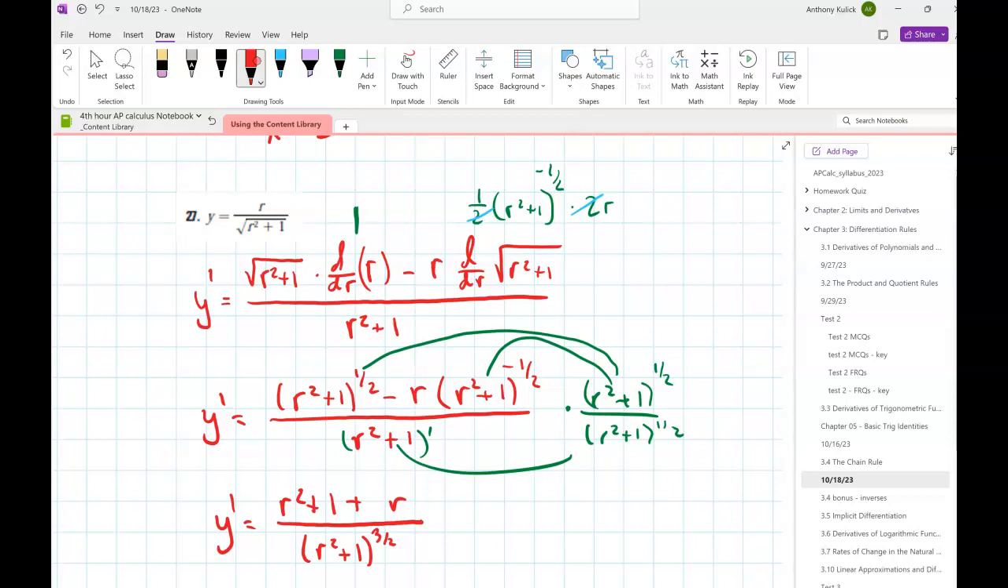Ooh, hold on. Look what I did, Katie. I forgot about this r over here. So that's squared, and that's supposed to be a minus sign. Oops-a-daisy. There we go.